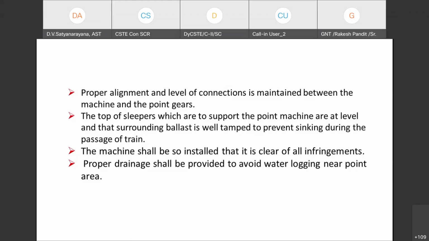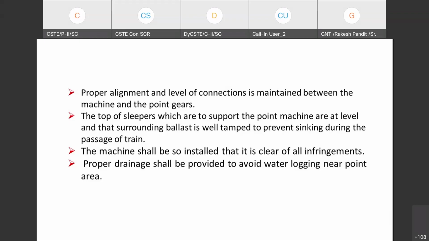Sleepers, both normal and reverse. Yes, sir, in both directions, normal and reverse. The housing should be up to the first six sleepers, sir. That has to be ensured.